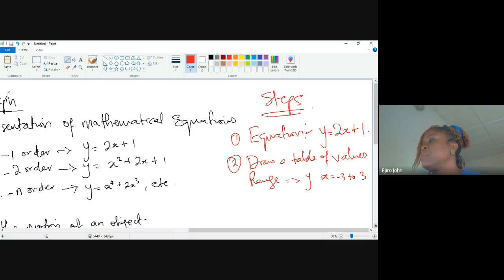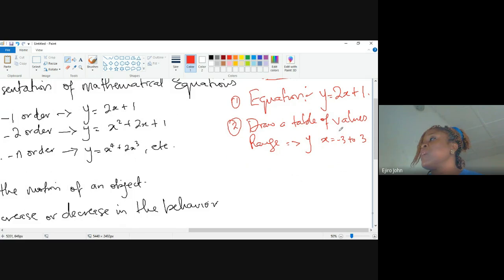So they are trying to tell you that you're not going to plot your graph outside of this range given to you, from -3 to 3. Let's say -5. Let me say -5 to 5, sorry. Let me delete this. -5 to 5. So we're going to draw a table of values.